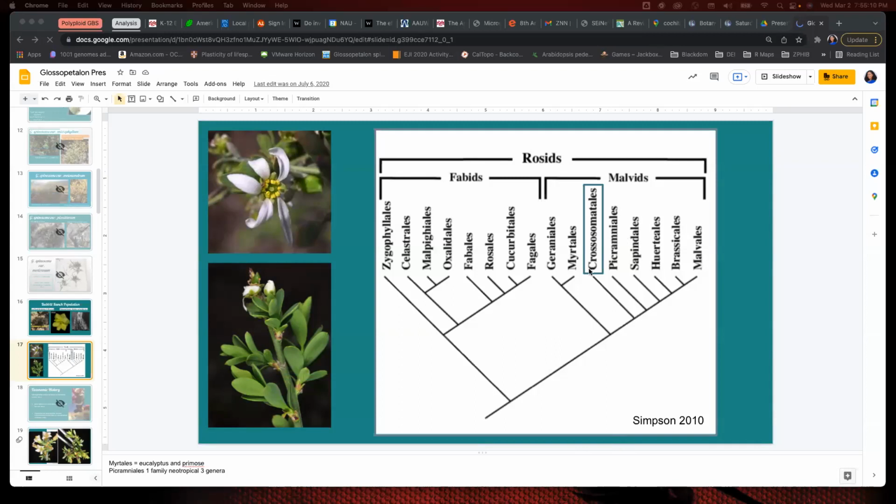And then here's our phylogeny that's very, very zoomed out. Here's Crossosomatales, and it's in the malvid clade within roses. Okay, so it's related to the rose group then. Yep.